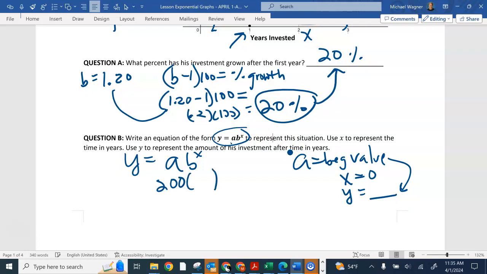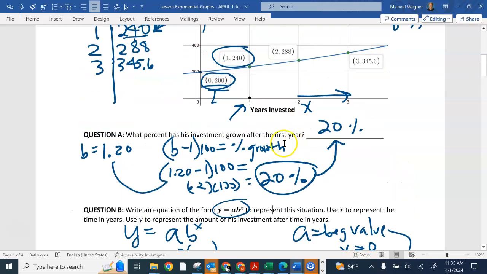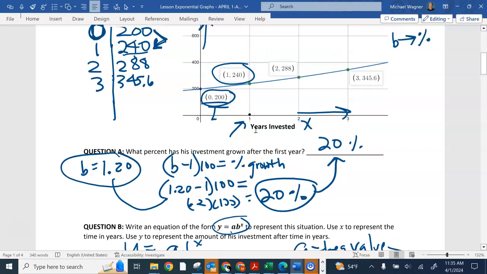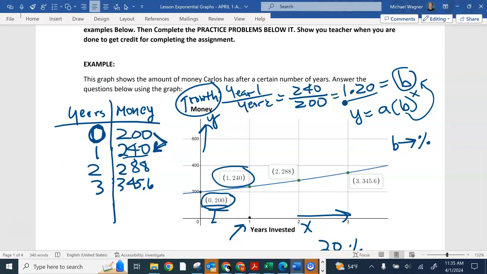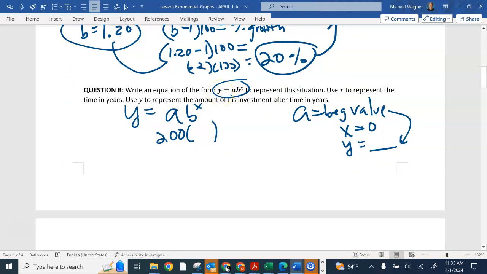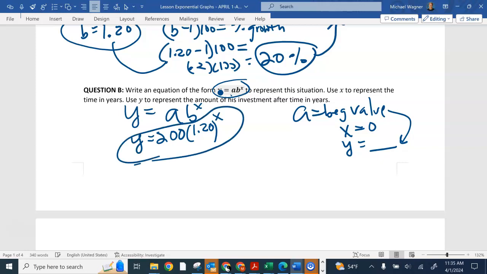And then what is our b? Our b is our growth factor, which we actually got above from the previous question A. You saw that, right? We got 1.2, which is what we got over here. That's the b, right? So that's 1.20. So that's going to be 1.20 to the power, and this just stays as a variable, so you get y equals. So that's your final answer. Again, that's the beginning. When x is equal to 0, y equals 200. And then 1.2, that's the b, right? And that's how you do this kind of a problem.